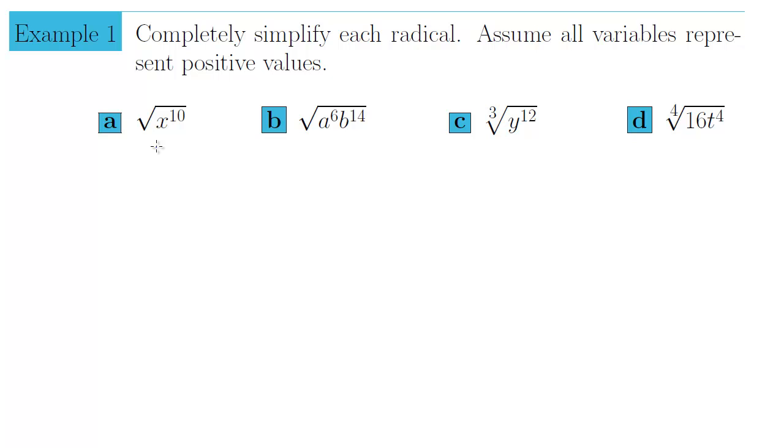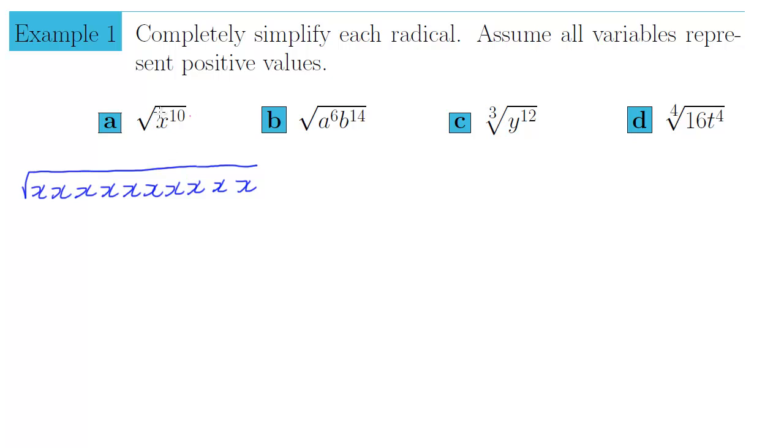Now, the first step here is going to be to break the x to the 10th down into all of its factors. Okay, so the square root of x to the 10th is actually the square root of x multiplied by itself 10 times. So here's my factored form.